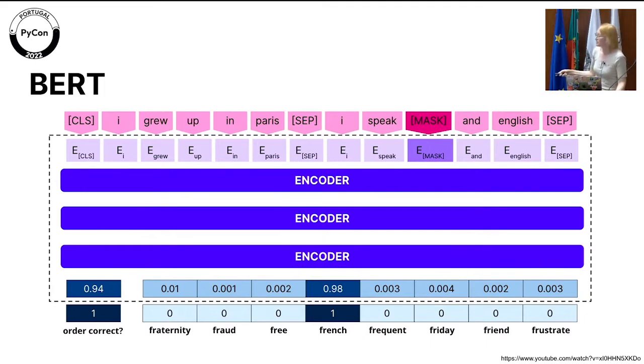So you can see this model is doing pretty well. It's predicted with 94% probability that it's the correct order, and that French is the missing word with a 98% probability. So again, as with word2vec, initially the guesses are really bad, but as the model sees more and more examples of how language behaves in context, these predictions get really, really accurate.